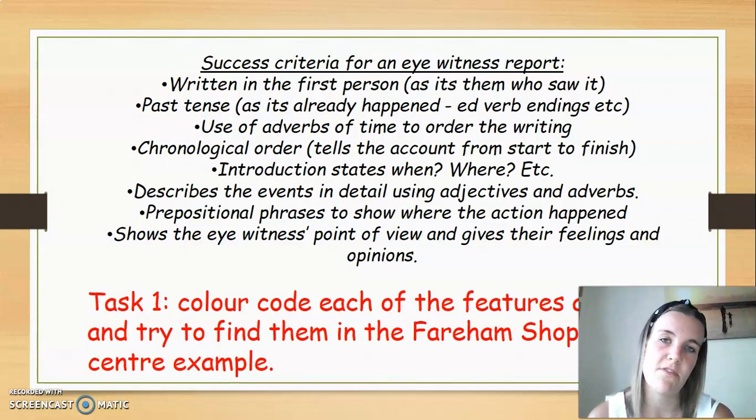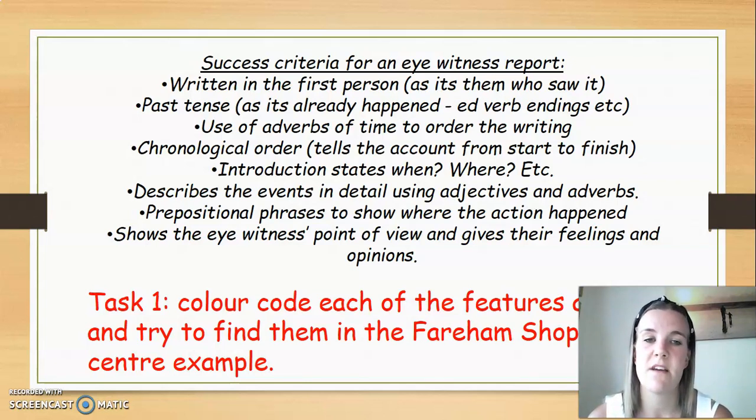I want you to go through the text on the Google Drive, Miss Eddleston's eyewitness report, and highlight and colour all of the different features that you can see here. Written in first person, so we know that it's I, me, who saw it. It's written in past tense, so we know that the eyewitness report has been written after the event has happened. It uses adverbs of time to order the writing. See where you can spot those in Miss Eddleston's example. It's written in chronological order, so the time order that it happened from start to finish.